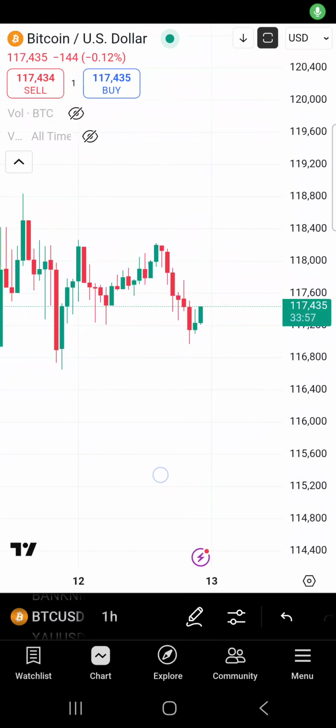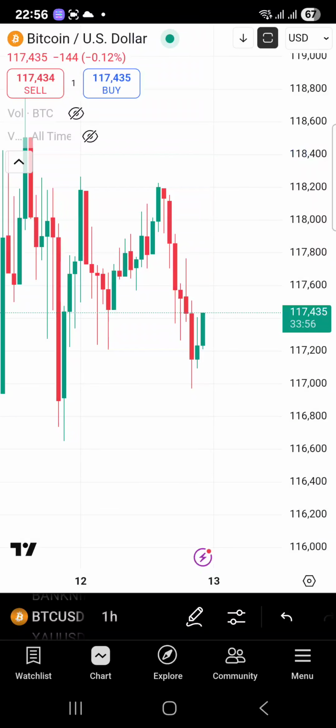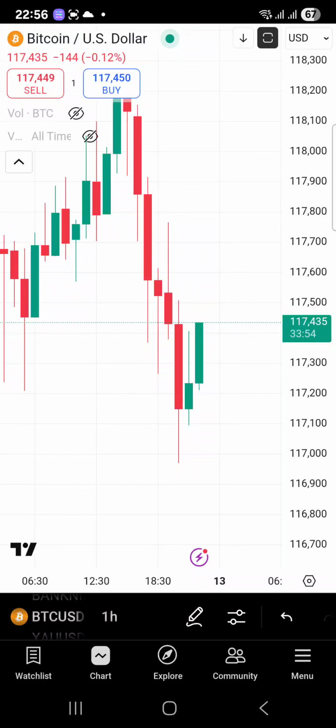This is Bitcoin versus US dollar, 1 hour time frame, live chart. You can see that price is currently trading at $1,17,450. Here we have already thought of making a short trade. I'm going to explain how we captured that edge, so please watch carefully. The tools we're going to use here are pitchfork and, of course, price action.